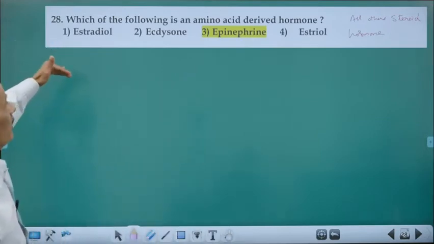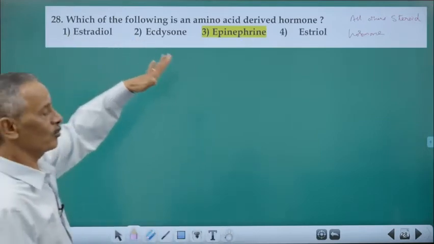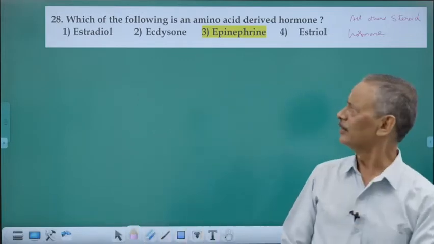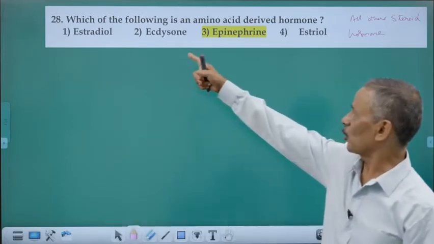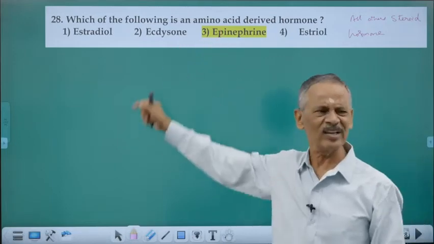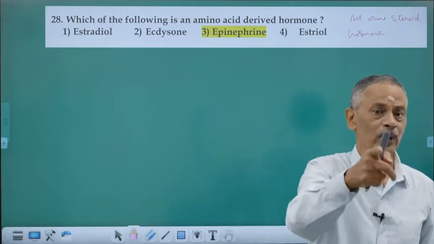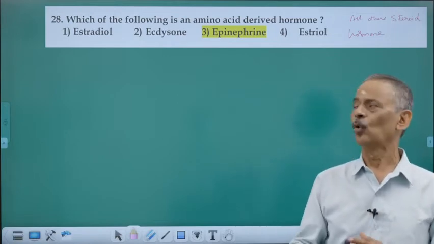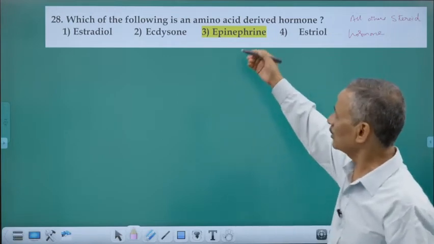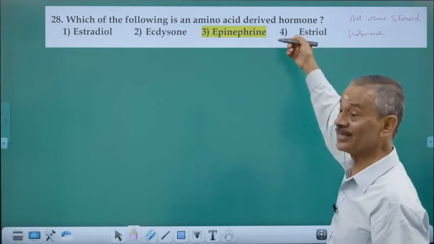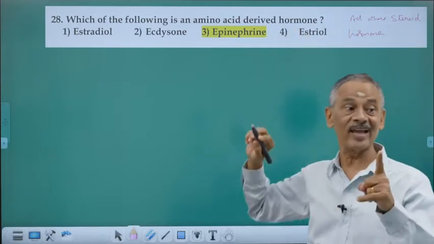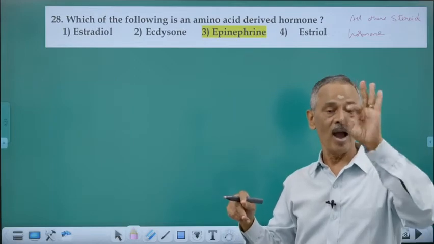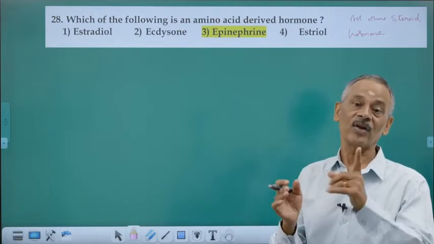Which of the following is an amino acid derivative hormone? A single amino acid, tyrosine. Estradiol is a steroid hormone. Ecdysone, what is this ecdysone? A molting hormone produced in insects. We have studied it in cockroach. Ecdysone is a molting hormone; it is a steroid hormone. Epinephrine, adrenaline: adrenaline is a catecholamine produced from the removal of the amine radical from tyrosine.